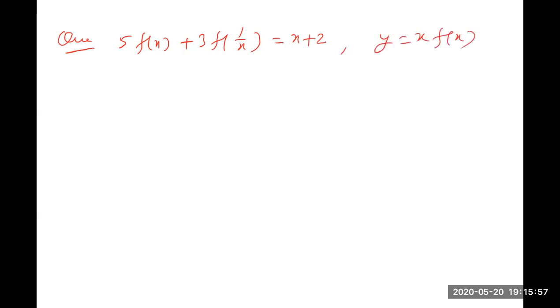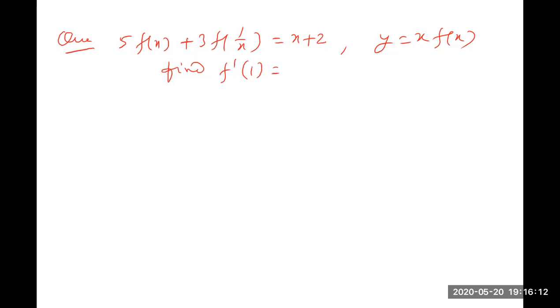Suppose next question is, see now this concepts will mix. Question is, if 5fx plus 3f 1 upon x is equal to x plus 2 and y is equal to x fx, then find f dash 1. This type of questions can be asked in integer type of question, and so this is a very good question for integer type.